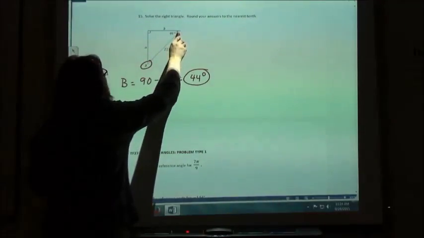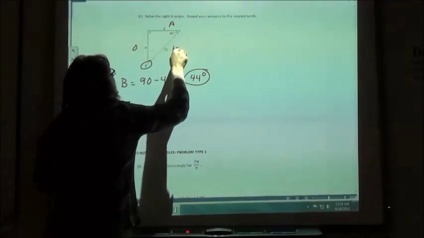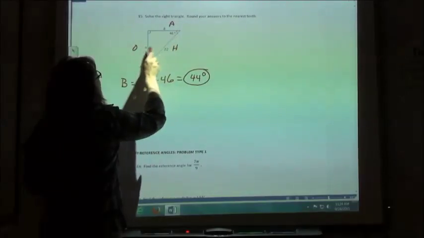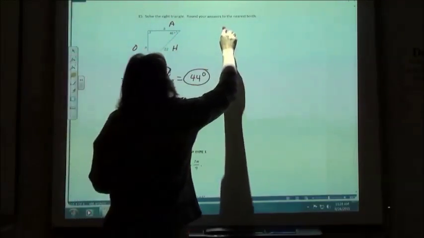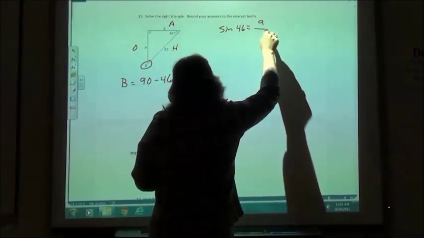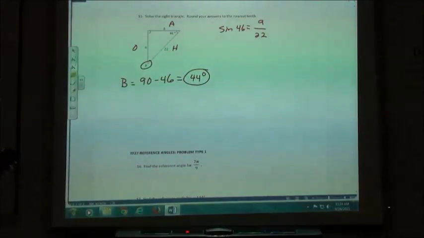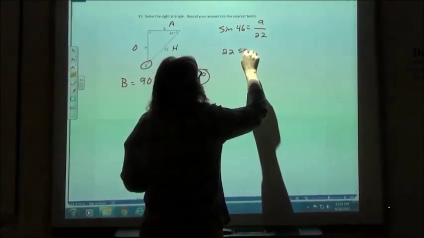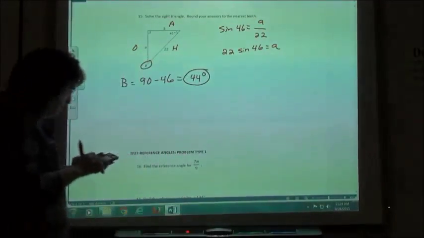Then finding our side lengths. We have this one labeled. This would be my opposite, this would be my adjacent, this would be my hypotenuse. So I want to find A. I'm going to use the opposite and the hypotenuse. So I'm going to use sine of 46 equals the opposite A over the hypotenuse of 22. And so on this one we just need to multiply by our 22. So 22 times the sine of 46 degrees will give us our answer for A.